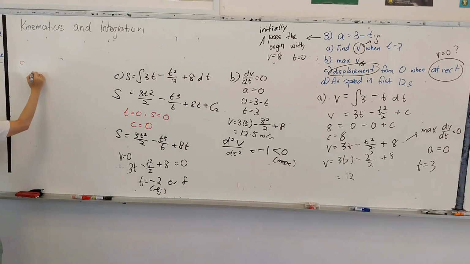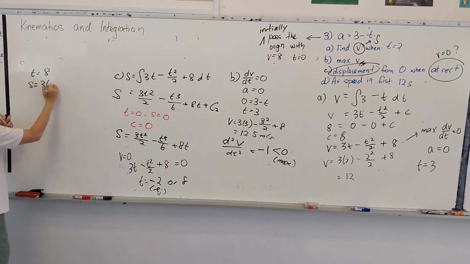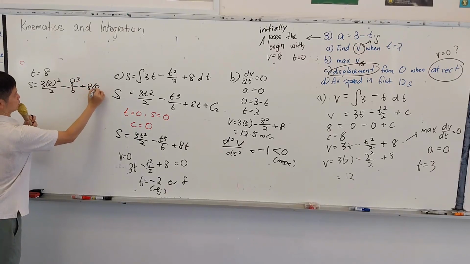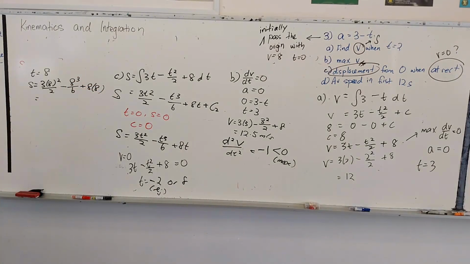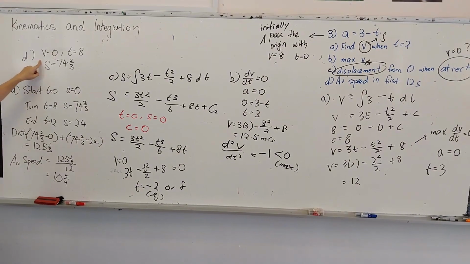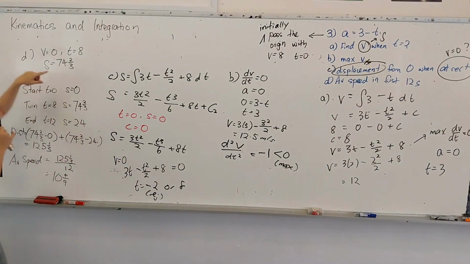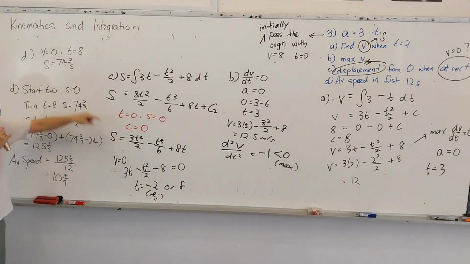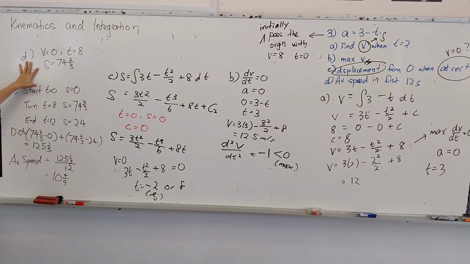Okay, moving up here. So when t equals 8, s equals, put the 8 here. And the final answer is 74 and 2/3. Okay, just now when v was 0, the t we found is 8. If we sub it into the s, we found that the s is 74 and 2/3. So the last question is to find the average speed when the time is 12.